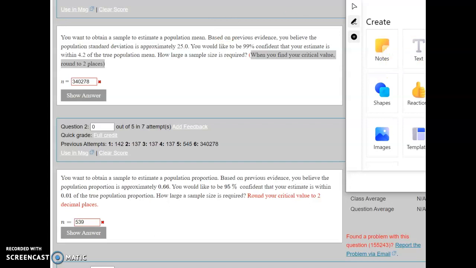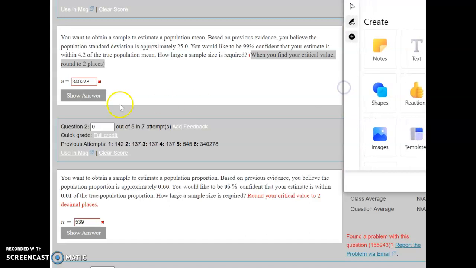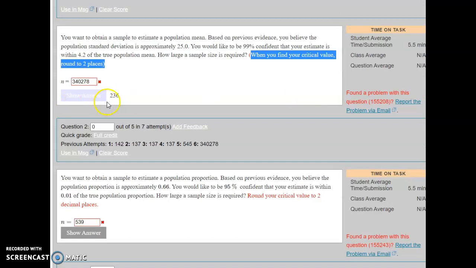So I would do this math, 2.58 times 25, divide by 4.2, push enter. Then on my calculator, I would square it. Now I'm going to let you try to put that in the calculator, because I'm not exactly sure where your problems are arising. So I'm going to let you try that. And you should be able to go back through and see if you get the answer here.